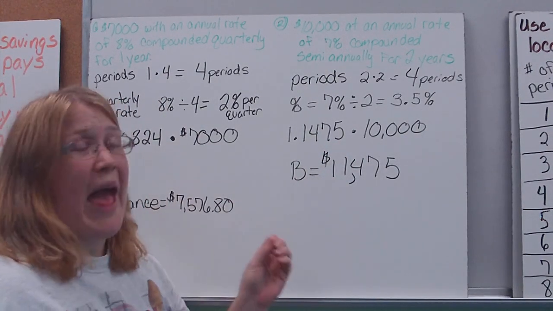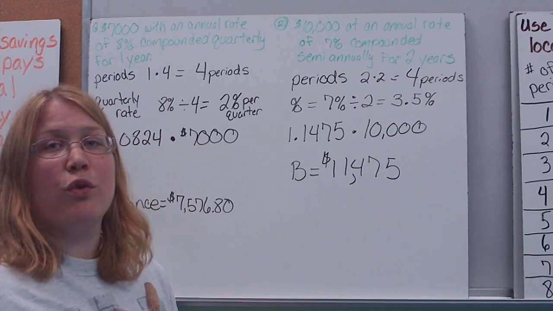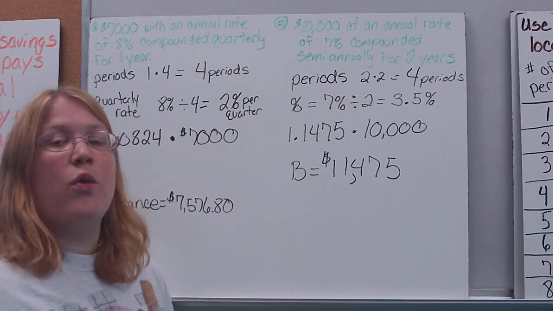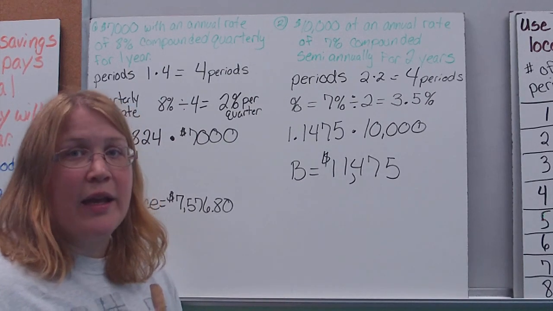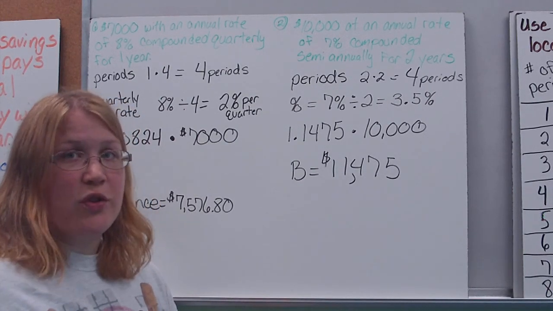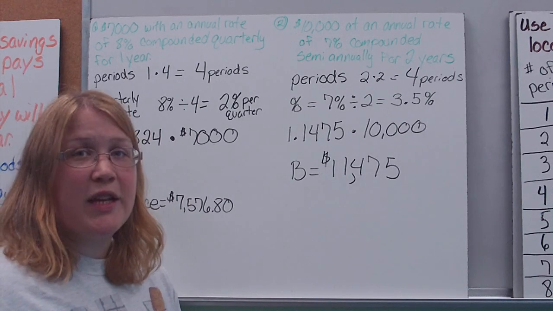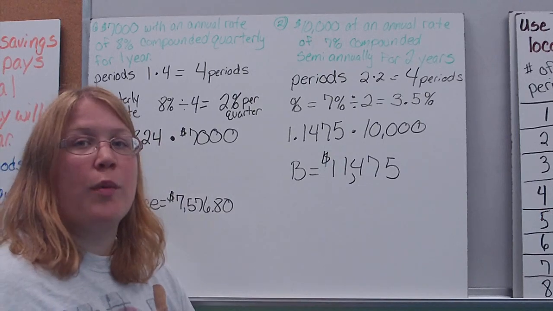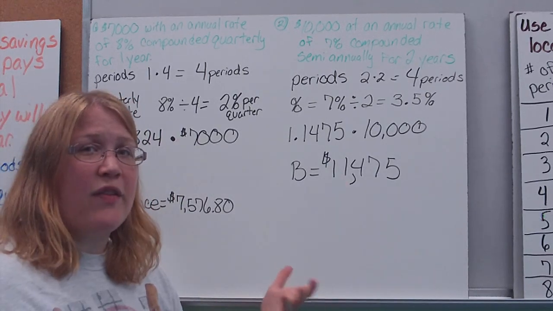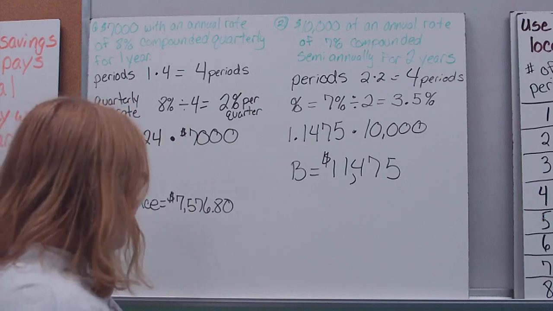$11,475 is your new balance. That's how much money you've accrued over those 2 years, with the interest being compounded semi-annually. This is more than if we did simple interest. Simple interest doesn't earn you as much money because you're only earning on the principal. Compounding adds a little more money for you to earn money on. So you're always going to wind up with more if you have compound interest.